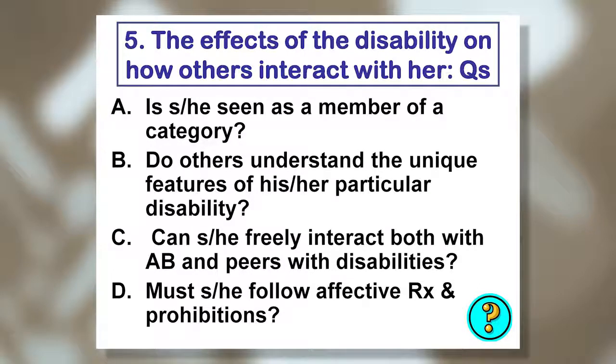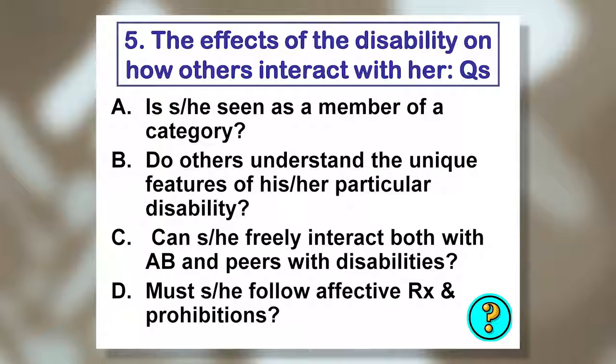The fifth area is the effect of the disability on how others interact with you. Are you seen as a member of a group of people with disabilities? For example, I had 2 students with visual impairments who often got called by each other's names. That's just seeing you as one of the women with disabilities. Does your therapist understand what is really unique about your disability for you? Were you trained and raised to interact with both people with disabilities and people without, or were you segregated in some way? And are you allowed or required to follow the affective prescriptions and prohibitions?